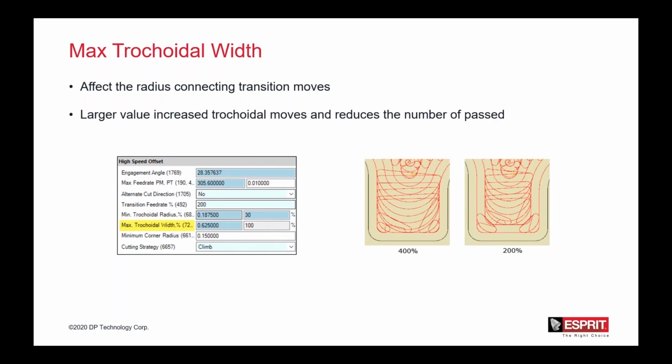This is one of the improvements, as well as controlling the max trochoidal width. So here you can see we have the option to control the trochoidal width. And here you can see the difference between a 200% trochoidal width and a 400. The radial moves are much larger width than the 200. We always recommend using as large of a radial width as you can, or a trochoidal width as you can.